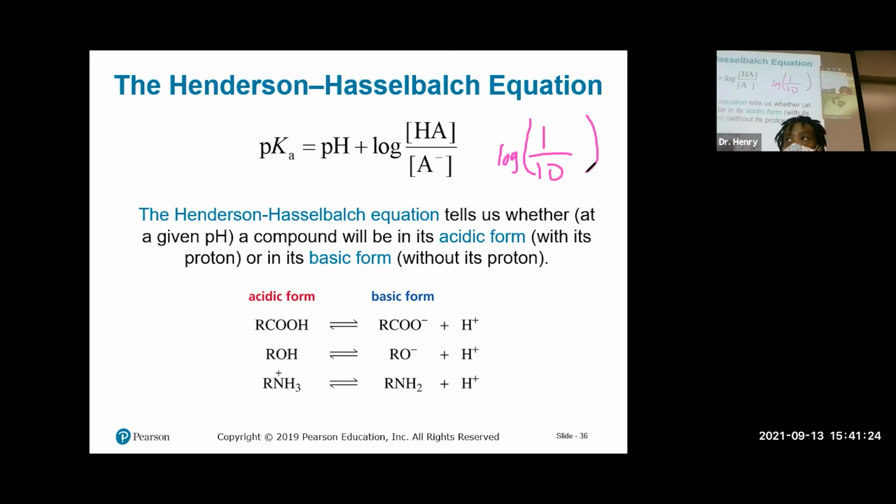-1, right? Okay, so if it's a negative value, we know that the base form is more abundant than the acid form. So what does that mean? If we're having more of the base form, which side is going to be favored? Which direction is the arrow going? Towards the product or towards the reactant?